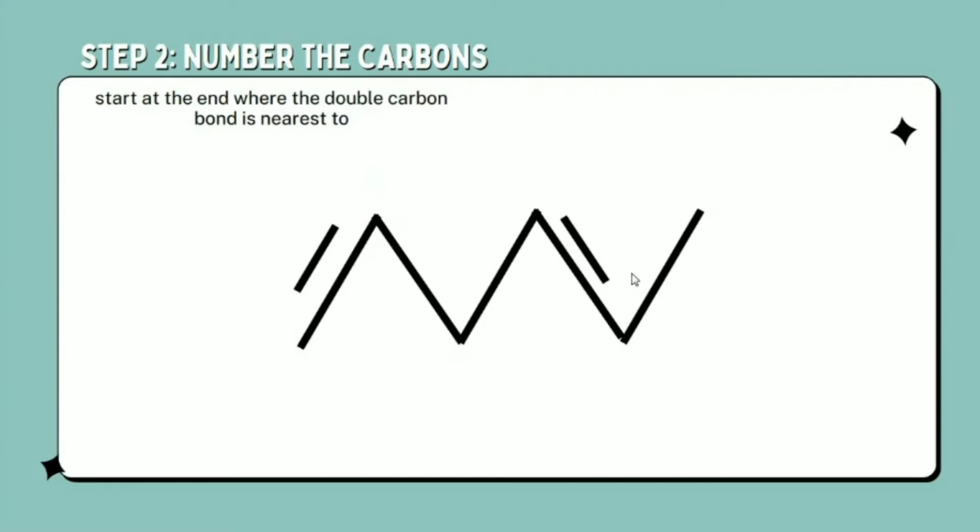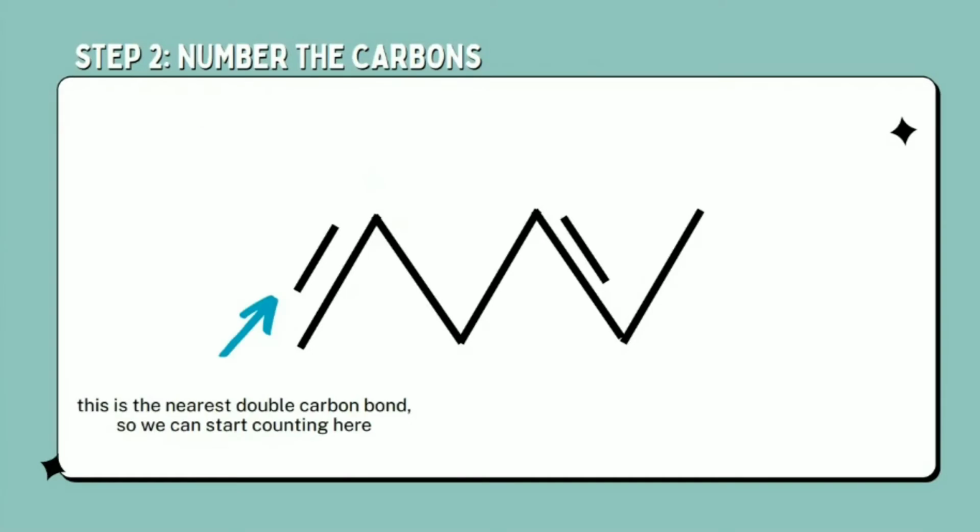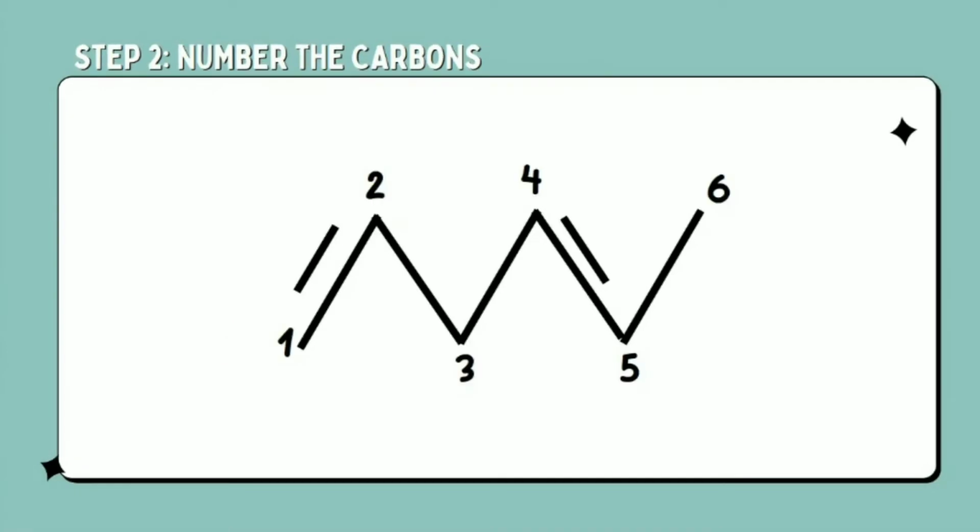We now need to number the carbons. In numbering them, we must start at the end where the double bond is the nearest. This is the nearest double carbon bond, so we can start counting here. So it looks like this when you start numbering.